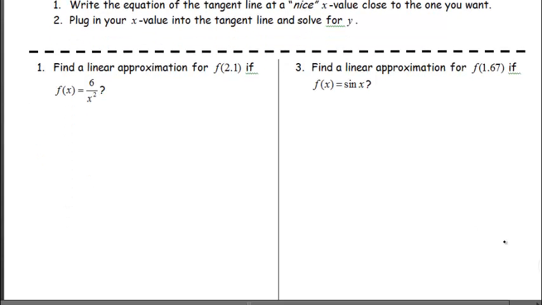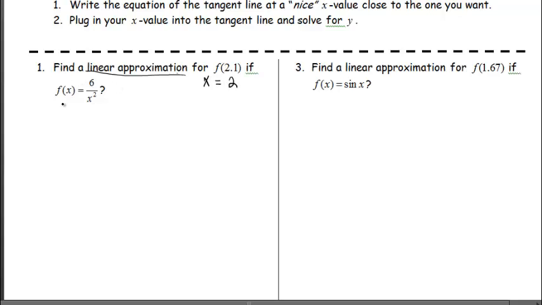All right, we're going to do example 1 and 3. Find a linear approximation. Okay, so if we see those words, also think equation of tangent line. Think point slope. So let's write an equation for the tangent line at a nice value near 2.1. All right, so I'm going to use x equals 2.